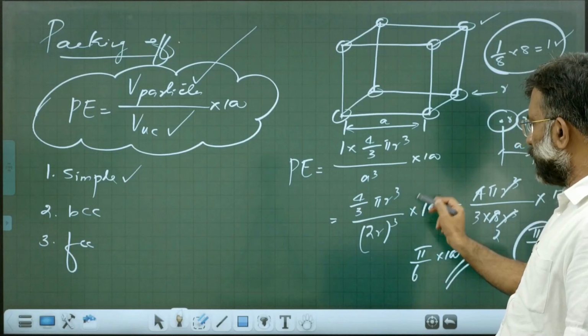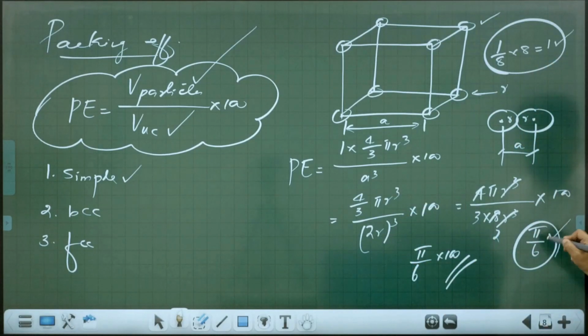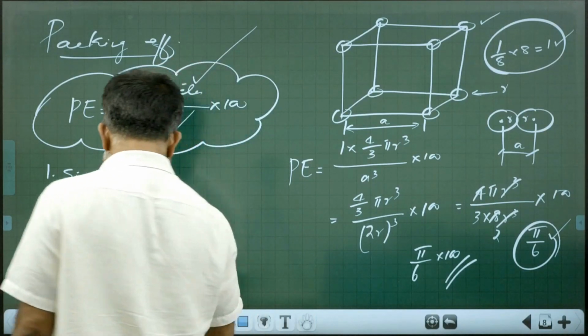4 by 3 pi r cube by 2r the whole cube. You will get pi by 6. Remember this terminology also. Sometimes that may be presented as a choice. Okay. Next one, it is BCC.